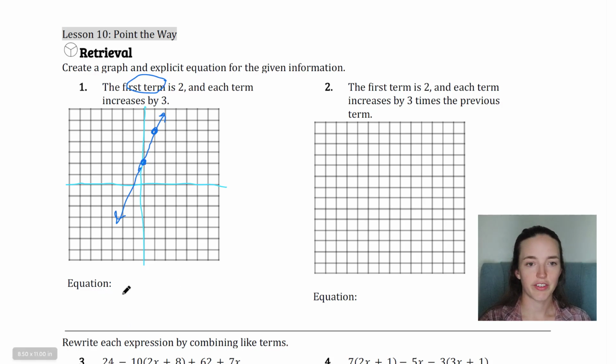All right, so I think I have everything. f of n equals, starting value is 2. We are adding 3 each step, and I'm going to do n because we're starting at step 0.